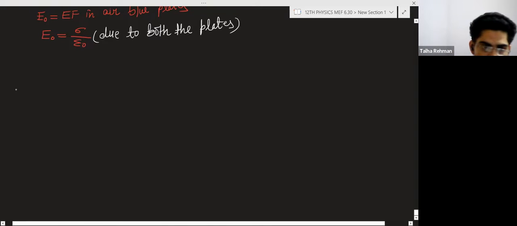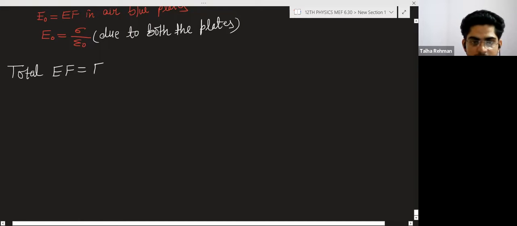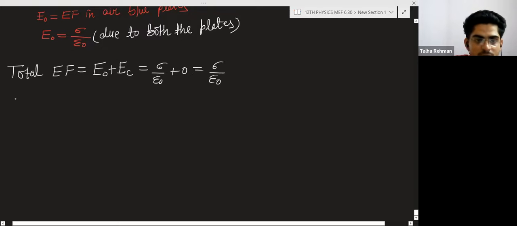So what will be the total electric field? Total electric field will be electric field in air plus electric field in conducting slab. Electric field in air is sigma by epsilon naught, and this will be 0 in conducting slab. So total electric field will be sigma by epsilon naught. I am representing total electric field with E suffix T.